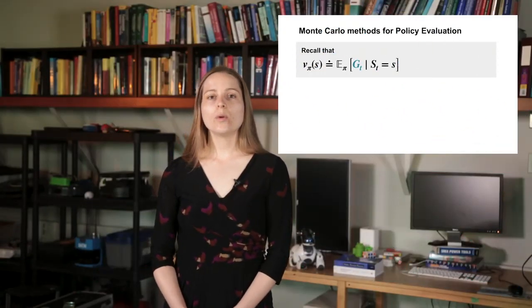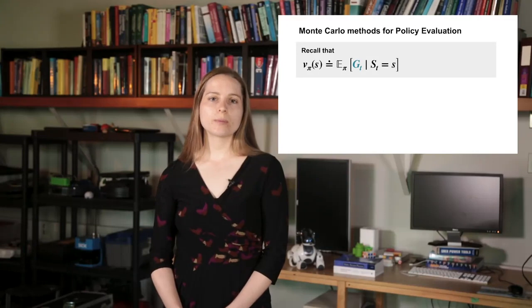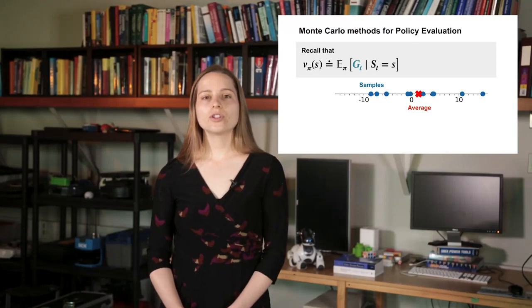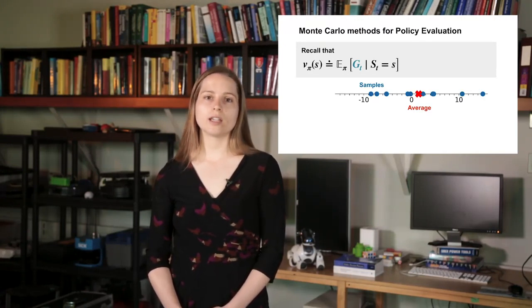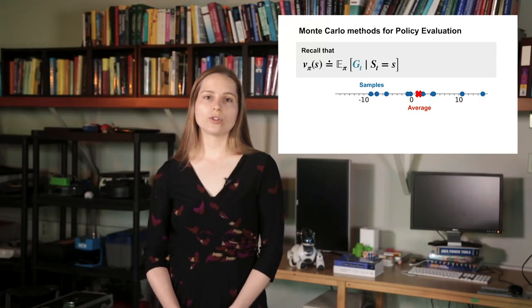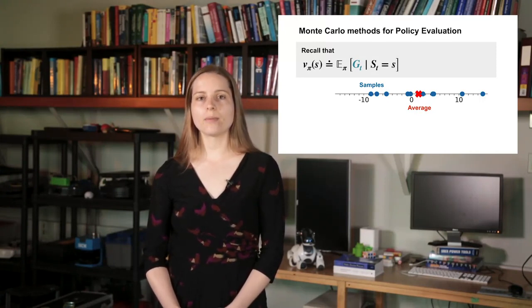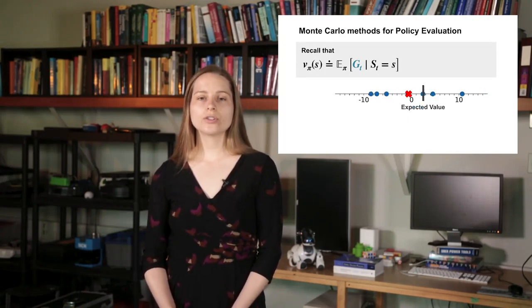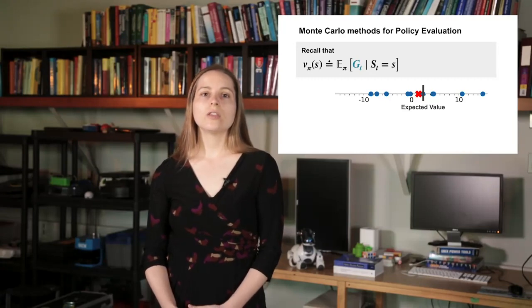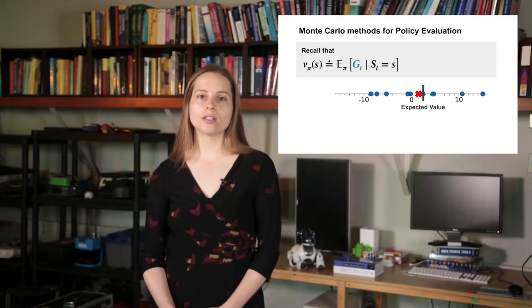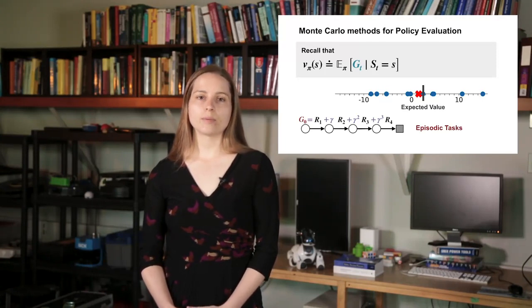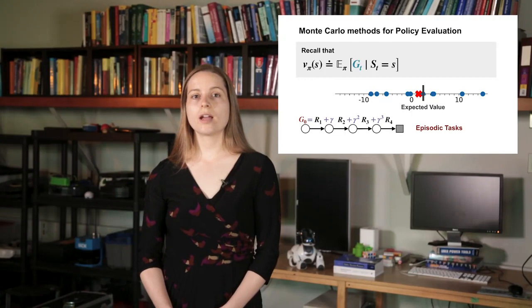In reinforcement learning, we want to learn a value function. Value functions represent expected returns, so a Monte Carlo method for learning a value function would first observe multiple returns from the same state. Then, it could average those observed returns to estimate the expected return from that state. As the number of samples increases, the average tends to get closer and closer to the expected return. The more returns the agent observes from a state, the more likely it is that the sample average is close to the state value. These returns can only be observed at the end of an episode, so we will focus on Monte Carlo methods for episodic tasks.